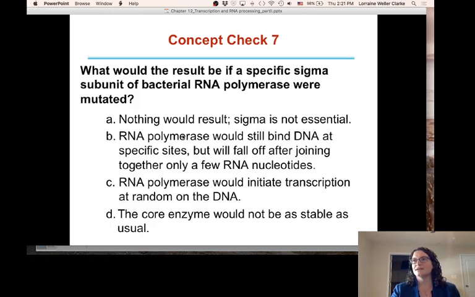All right. So remember what the sigma does, okay? Who remembers what sigma does? It's that little protein that comes along with RNA polymerase. What does it do?